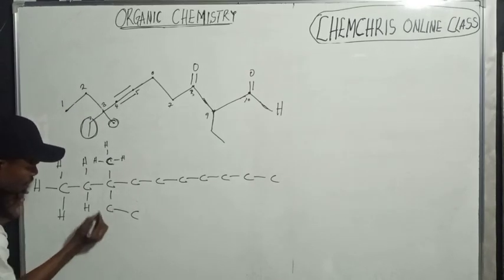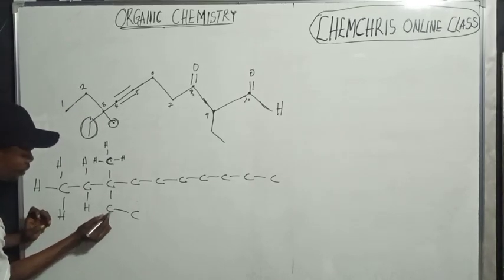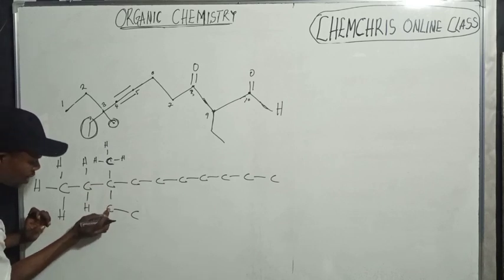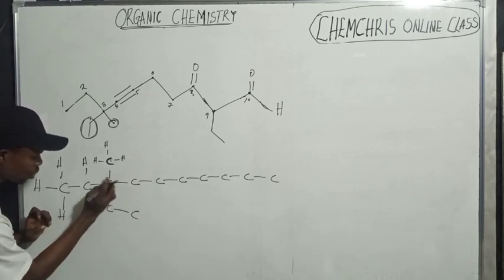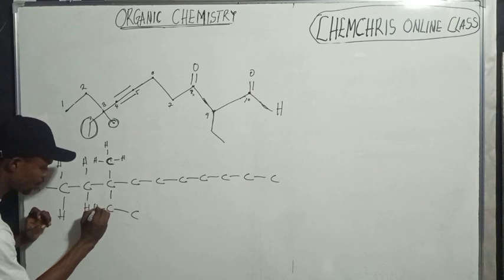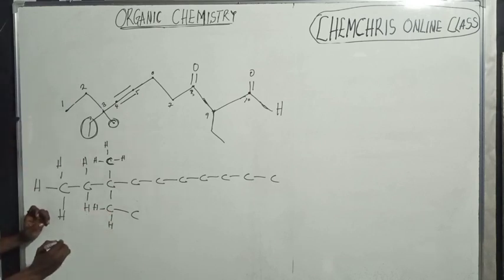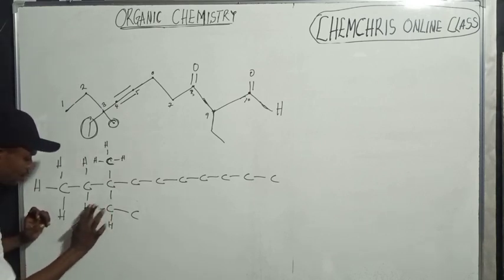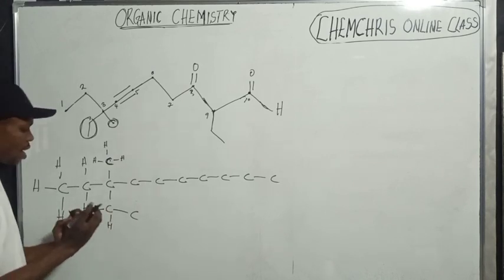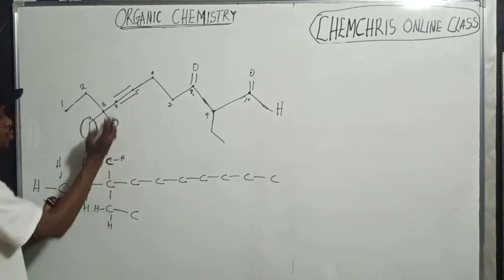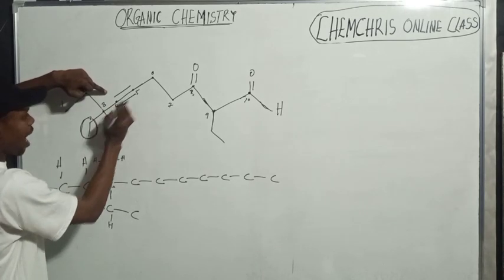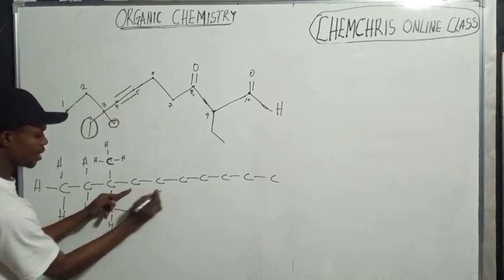Now what about this one here? This one must have 2 hydrogens because this carbon atom here is already having 2 bonds. This one is connected to the parent chain, so we have hydrogen and hydrogen. Can you see that? Now, let me go over to number 4. You can see that number 4 has a triple bond between these 2 here.